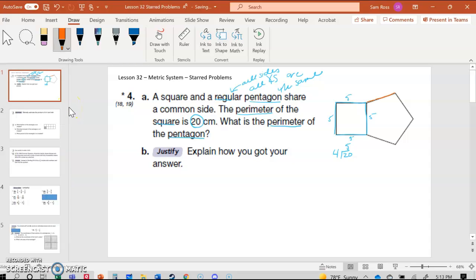So if this is 5 and this is a regular pentagon, each of these is going to be 5. So the perimeter of the pentagon is going to be 5 plus 5 plus 5 plus 5 plus 5 because there's 5 sides. Or you could say 4 times 5. I'm sorry, try that again. 5 times 5 because there's 5 sides, which is 25 centimeters. Explain how you got your answer. I just did. Okay.